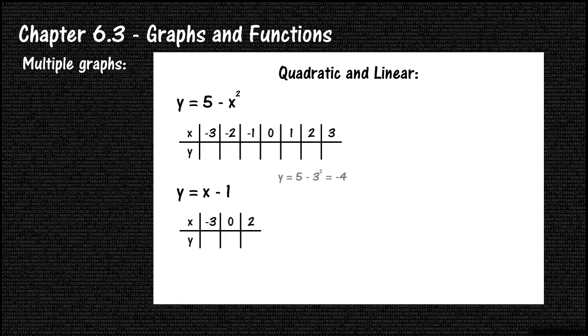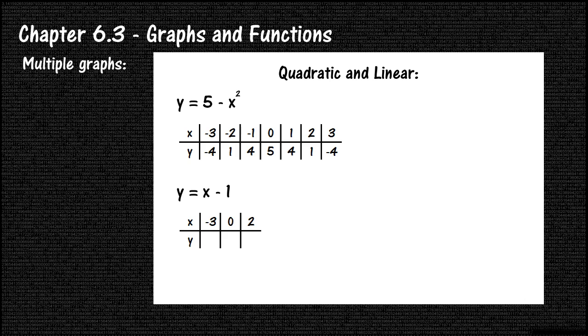5 minus 3 squared is equal to minus 4. 5 minus 2 squared is 1. 5 minus 1 squared is 4. 5 minus 0 squared is equal to 5. 5 minus the square of minus 1 is 4. 5 minus the square of minus 2 is equal to 1. And 5 minus the square of minus 3 is equal to minus 4.